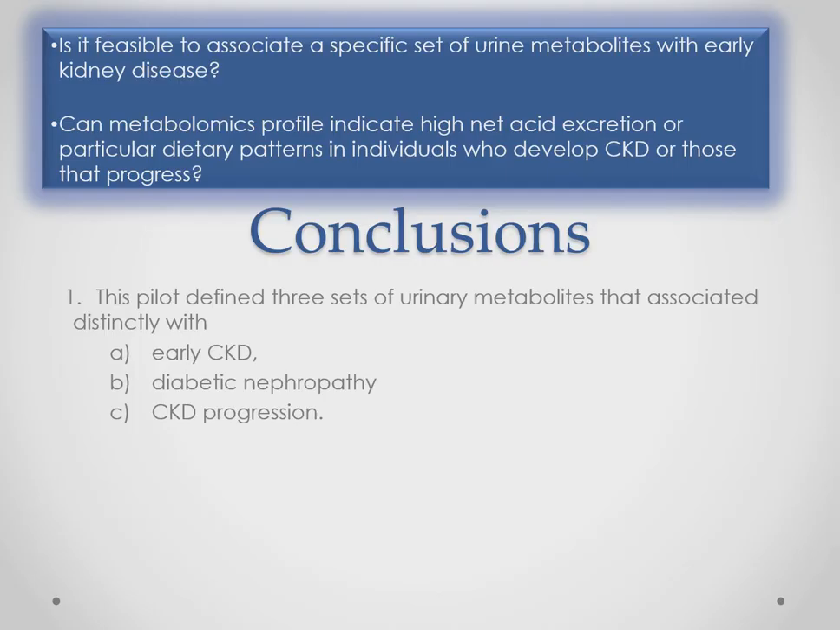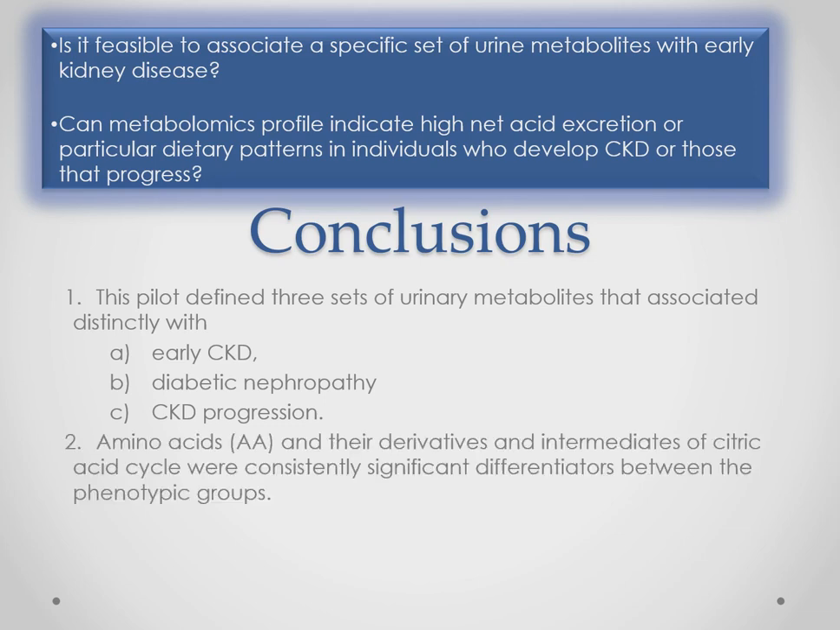So in conclusion, going back to the original questions, this pilot defined 3 sets of urinary metabolites that associated distinctly with early CKD, diabetic nephropathy, or CKD progression. And amino acids and their derivatives and intermediates of the citric acid cycle were consistently showing up in each of these analyses. Also, what gave us confidence about the approach, there are several metabolites, like, for example, choline, which have been previously indicated as predictive of incident CKD, of new onset CKD.